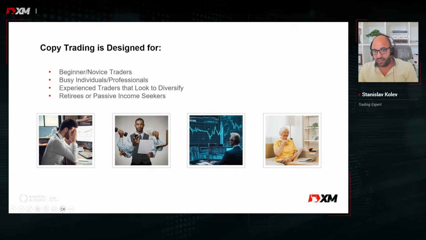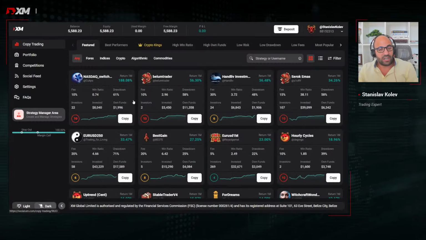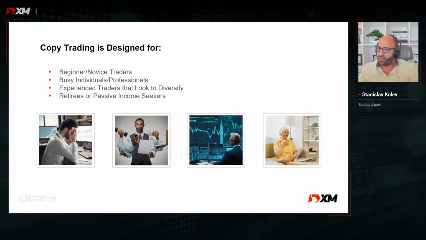As you could see here in the platform, you've got a lot of different traders like Bellum trader or Euro dollar 1 minute. So that's obviously, or at least sounds like something pretty much into scalping. And you could pick up from those to replicate or so-called copy their positions. Now, why would you do this? You will do that for multiple reasons.